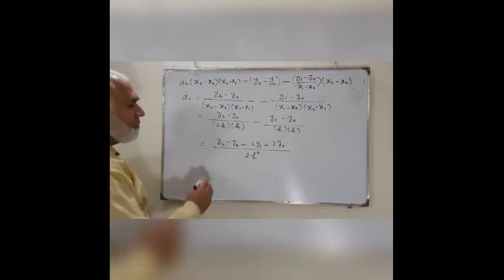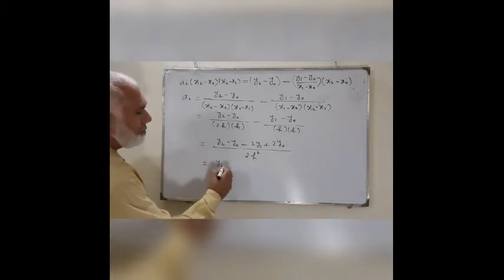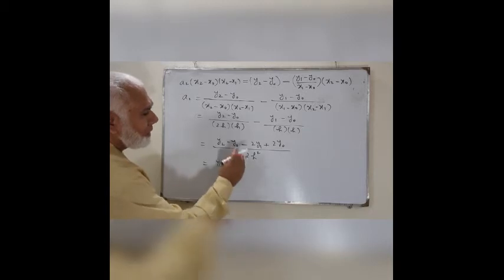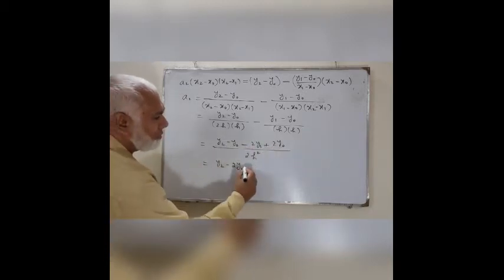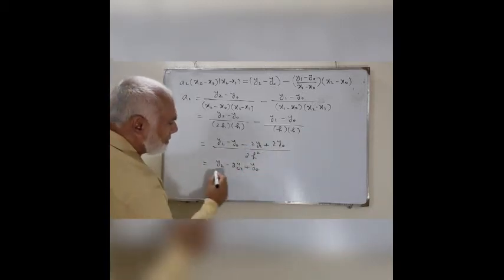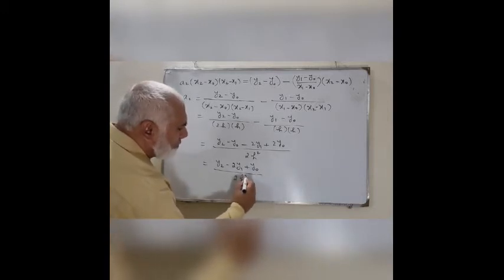Now this can further be simplified, and we get y2 minus 2y1 from here, and these two will give you plus y0, whole divided by 2h square.